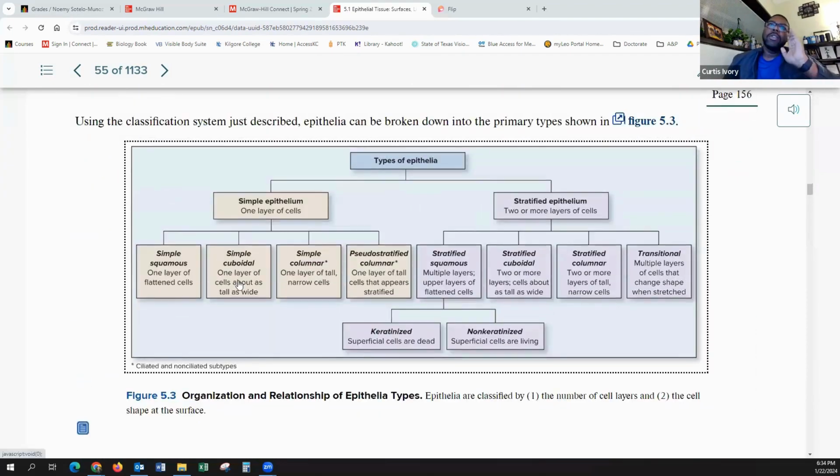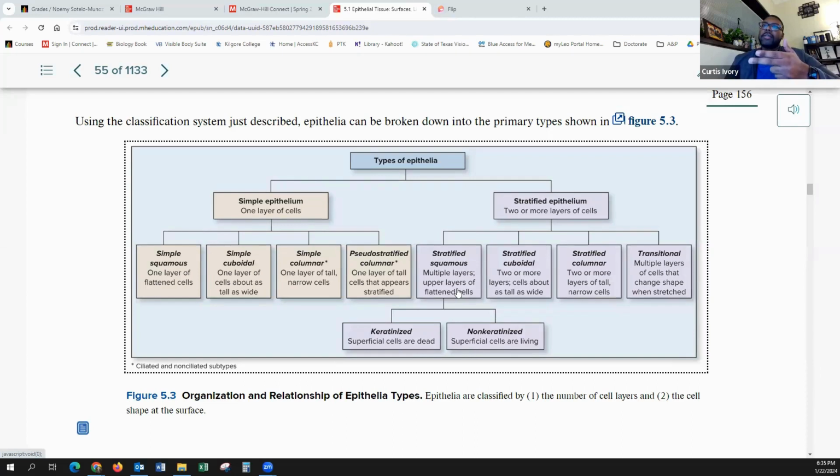So here are the different types of epithelium. You have simple, which is just one layer, then you have stratified. Now, in simple, you can have simple squamous, like I said earlier, simple cuboidal, columnar, pseudo-stratified columnar. And then in stratified, you can have the same thing, but with stratified squamous, you can have what's called keratinized or non-keratinized. Remember, keratin is a protein. It's a strong protein that we find usually in hair, skin, and nails.